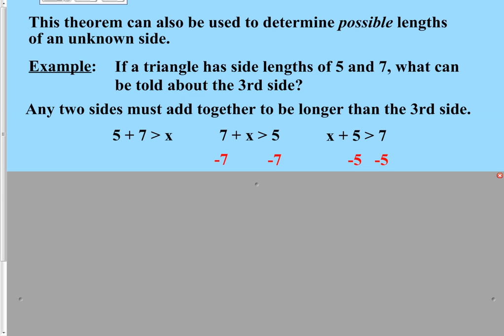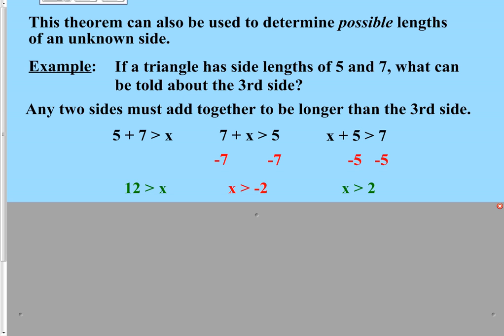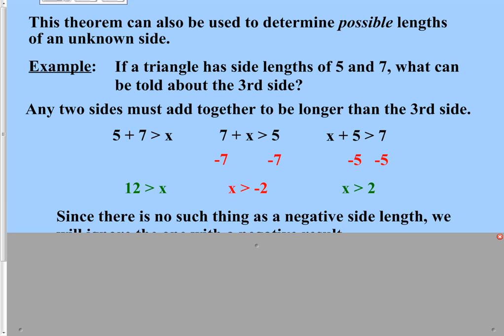So doing that algebra with this next step, on the left side, we're going to have a 12. In the center, 5 minus 7 is going to be negative 2. And on the right, 7 minus 5 is going to be positive 2. So our statements are 12 is greater than x, x is greater than negative 2, and x is greater than positive 2. Now, one of these values ought to be a little concerning to you, and it is the one in the center.